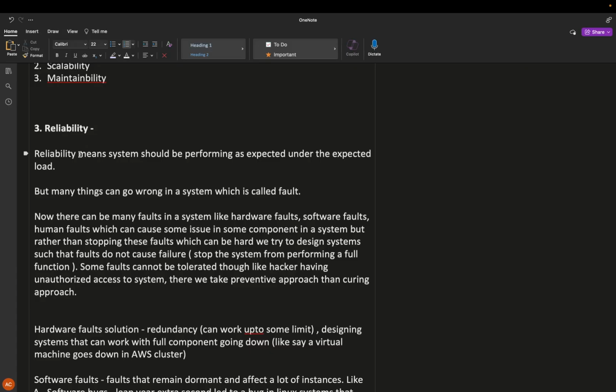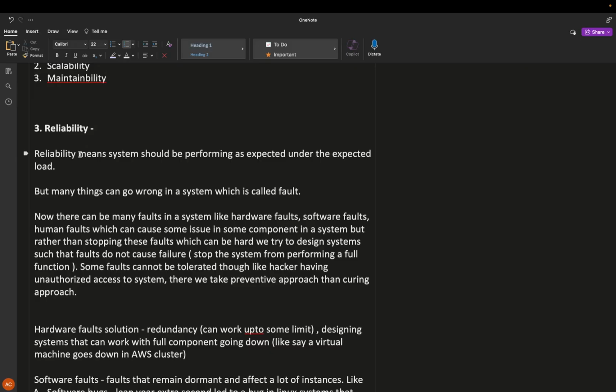Many things like, there could be hardware faults, say your disk ran out, or there could be something like a fire in a storage, there could be electricity going off. So there are many faults, right? And then there are software faults, then there may be human faults which can cause some issue in some component in the system, right? But rather than stopping these faults, which can be hard, we try to design systems such that faults do not cause failure. By failure we mean stopping the system from performing its full duty, right?